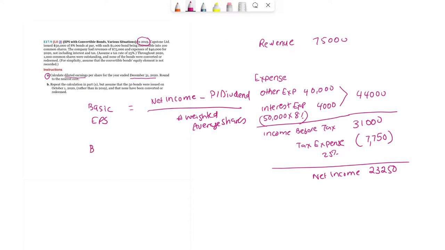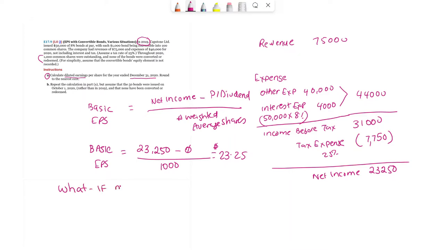Let's calculate it before we do the diluted. So our basic earning per share is equal to your income, 23,250. We don't have any dividend. In this case, they told us in the question that we have 1,000 common shares outstanding, and if 1,000 were outstanding, that gives me an earning per share of $23.25.